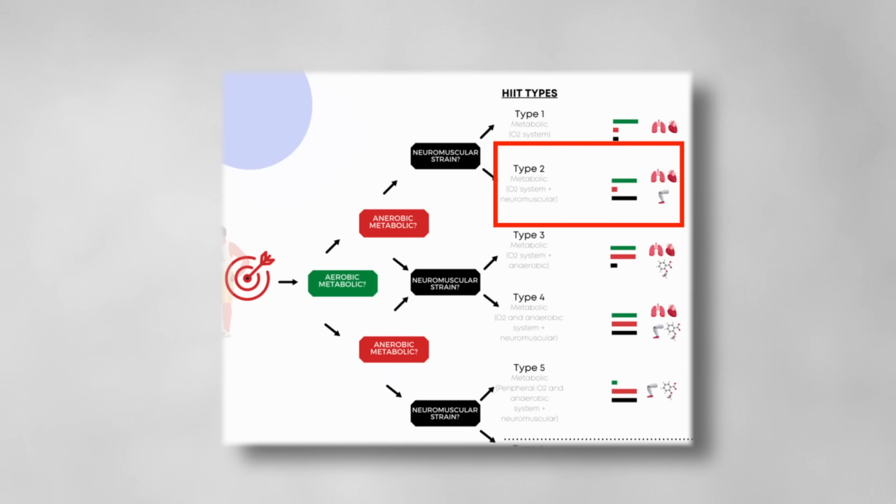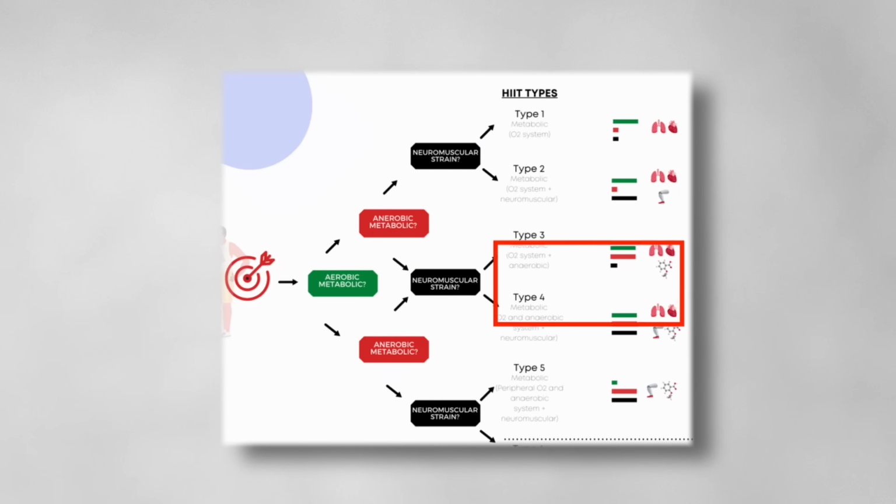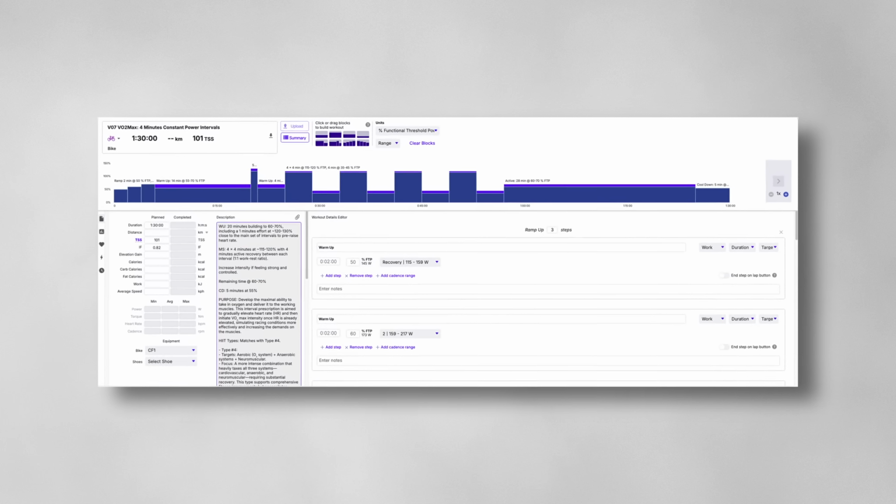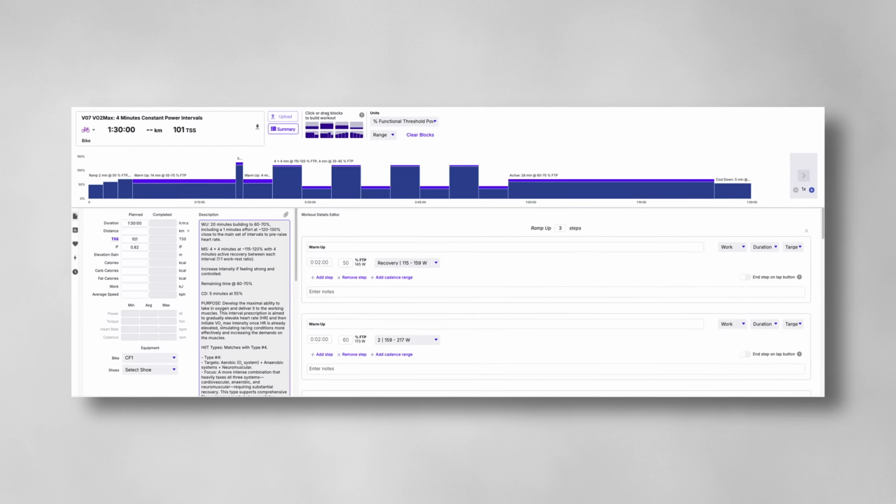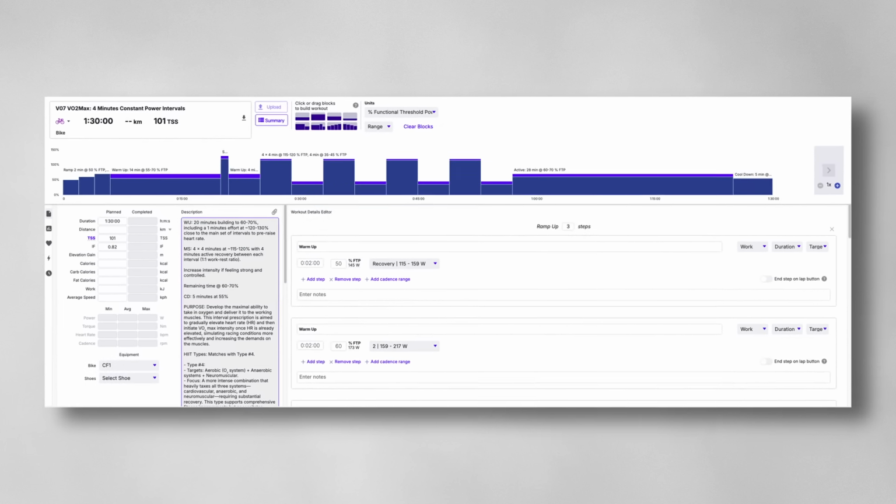Now, looking again at Larson and Bouchette's framework, type 4 intervals are particularly effective for aerobic gains. These are 4x4 minutes at 110 to 120% of FTP, and these are what we'll run in this video.